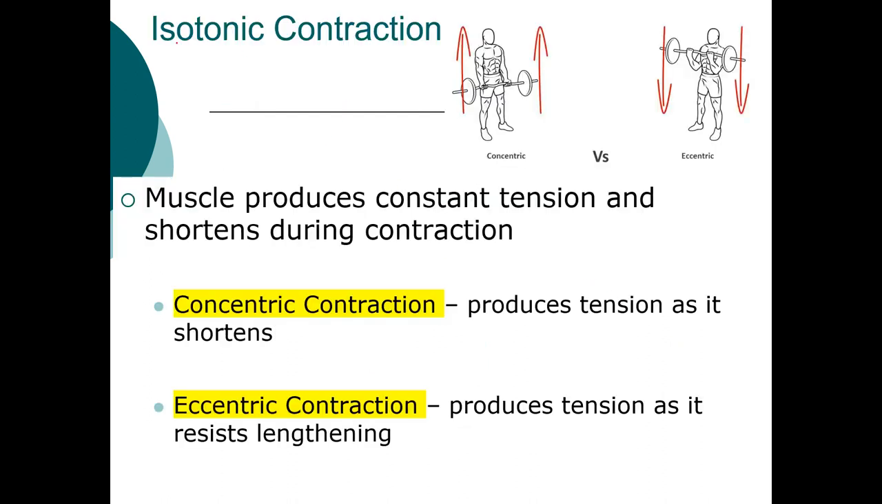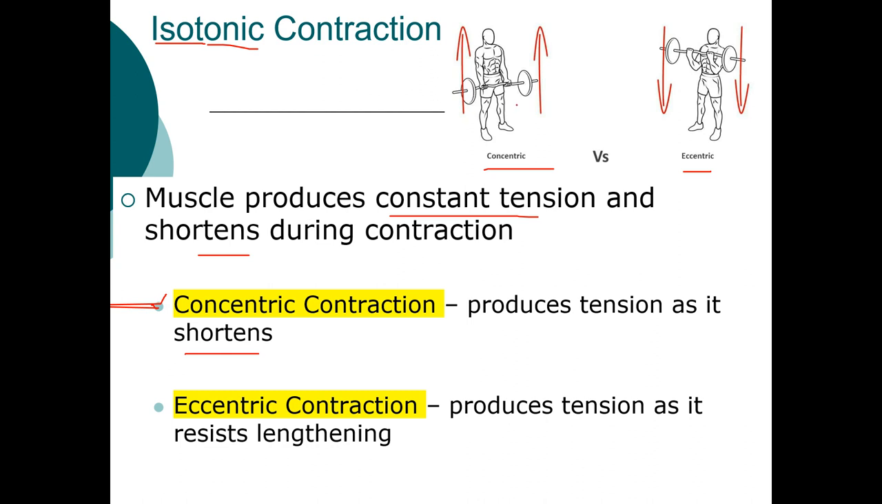Now, isotonic contractions, this is the same amount of force. So the force doesn't change. With isotonic, you have two versions: concentric and eccentric. Muscles produce a constant tension and shorten during the contraction. So there is a length change in that muscle in this type. The concentric contractions produce tension as the muscle shortens. That would be like contracting your biceps brachii muscle. That would be a concentric contraction.